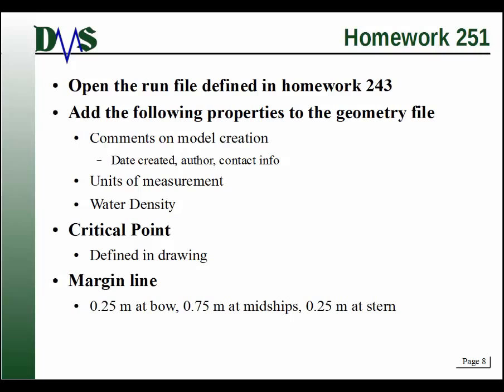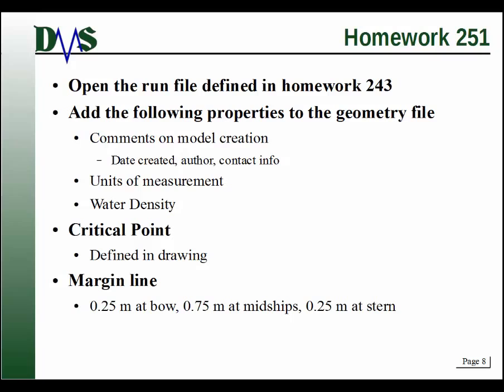Okay, homework number 251. What I would like you to do is open up the run file for the homework that you defined in homework 243. If you haven't really gotten that completed, don't worry. Homework 251 has a starting run file that you can work with. And I'd like you to add the following properties to that geometry file. First off, add some comments on the model creation. You add the date it was created, who the author was, the contact information. Then you're going to add the units of measurement and the water density, and define a few critical points.